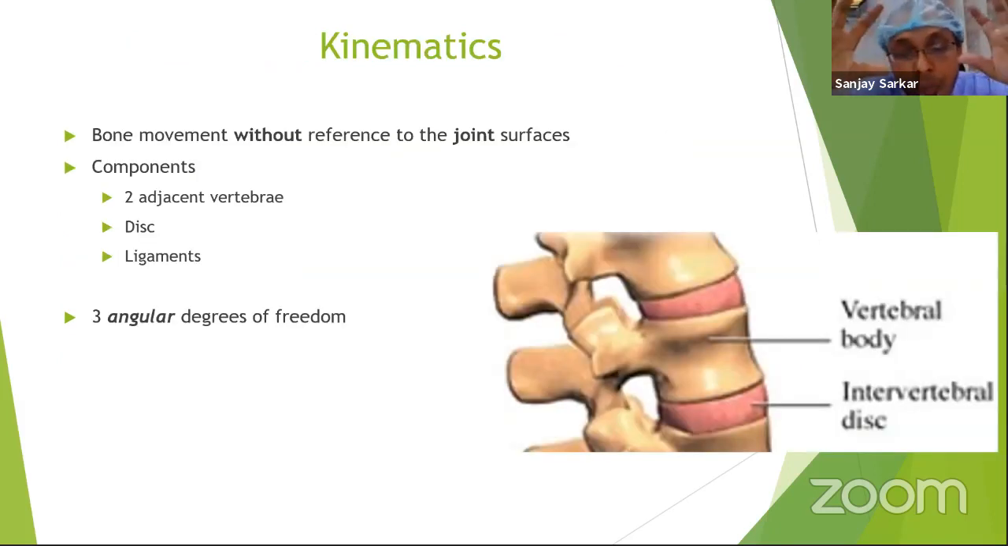Now, when we jump from a very brief overview of what the spinal function is to the kinematics or biomechanics of it. So basically, kinematics is motion of the bone, and kinematics comes from the science of kinesiology, or I think in India we say kinesiology. So bone movement without reference to the joint. So essentially, your bone is moving based on a three-dimensional plane outside the body.